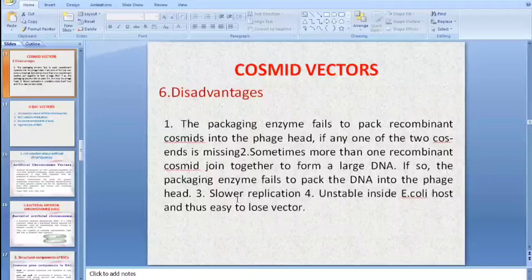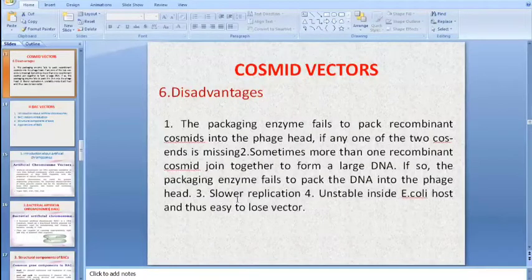Sometimes more than one recombinant plasmid joins together to form large DNA. It is another disadvantage, and they are slower in replication and they are unstable. Sometimes they are unstable inside the host cell. This is another disadvantage of plasmid vectors. So this is about the plasmid vectors.